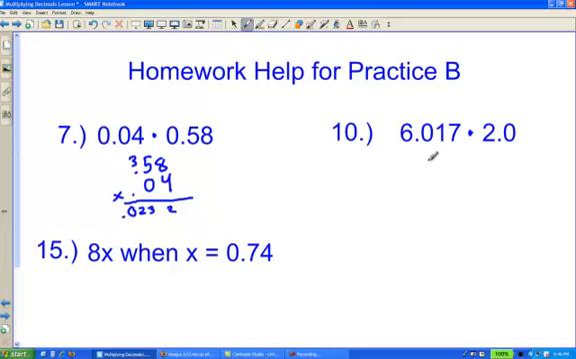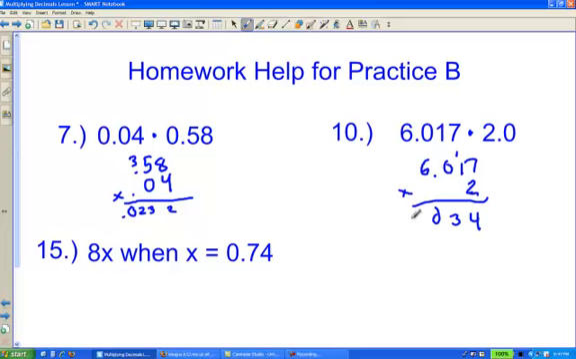6.017 times 2. Gotta put 6.017 on the top. And since that's a 0, again, I'm not even going to bother to add it. So I do times 2. 7 times 2 is 14. Carry my 1 there. 1 times 2 is 2, plus 1 is 3. 2 times 0 is 0. I do need this 0 because it represents a place value. It's in between numbers of value. Right? There's numbers after it and there's a number before it. So I need that 0 there.